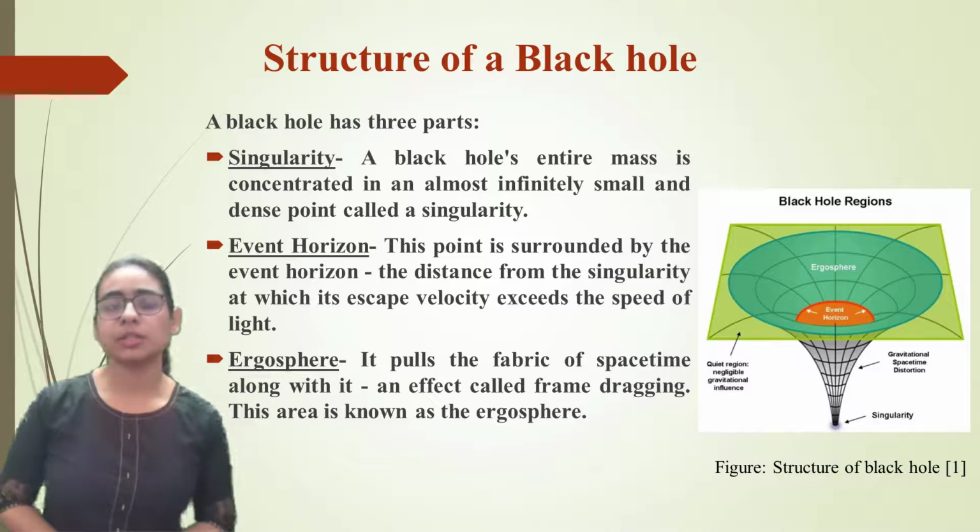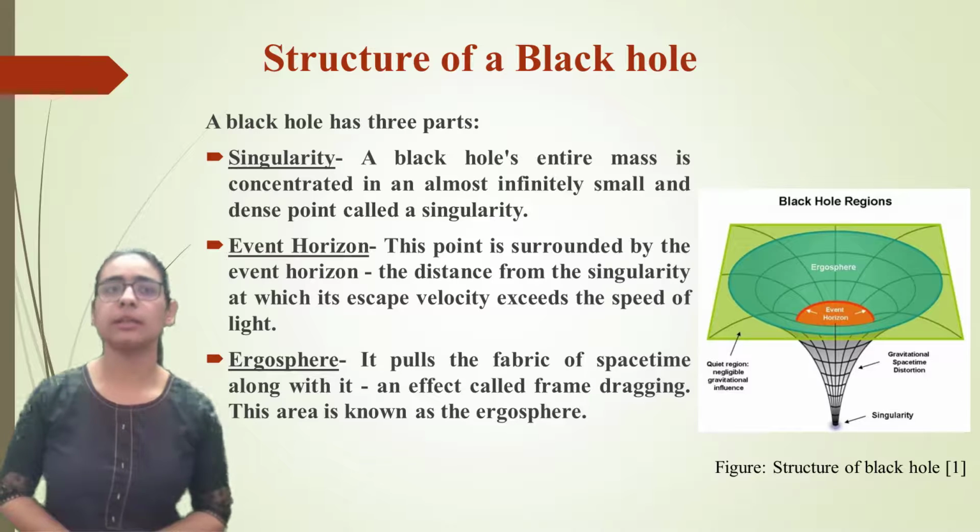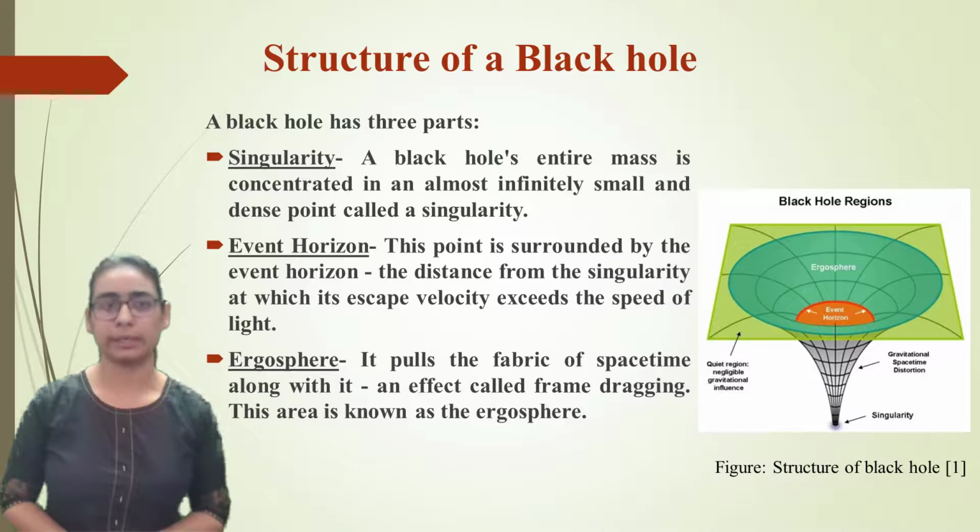Now, we will see the structure of a black hole. A black hole has three parts. First is singularity. A black hole's entire mass is concentrated in an almost infinitely small and dense point called a singularity. Second is event horizon.